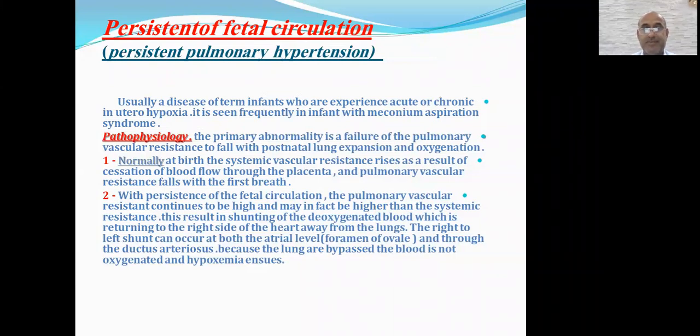Pathophysiology. The primary abnormality is a failure of the pulmonary vascular resistance to fall with postnatal lung expansion and oxygenation. Here, as you know, normally at birth the systemic vascular resistance rises as a result of the cessation of blood flow through the placenta, and the pulmonary vascular resistance falls with the first breath after complete delivery.